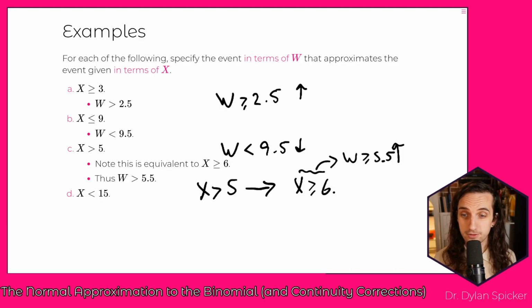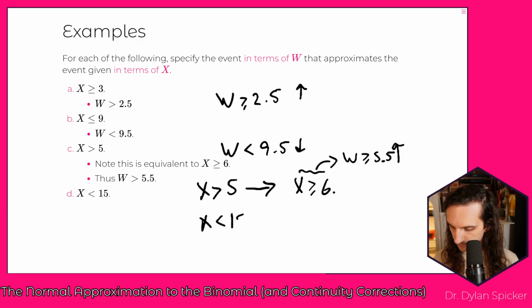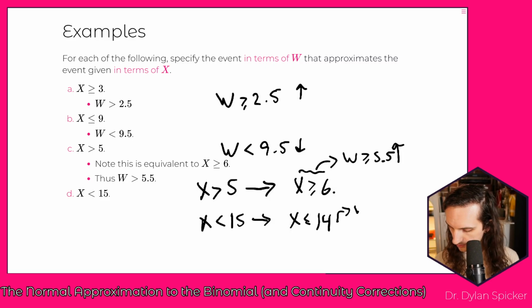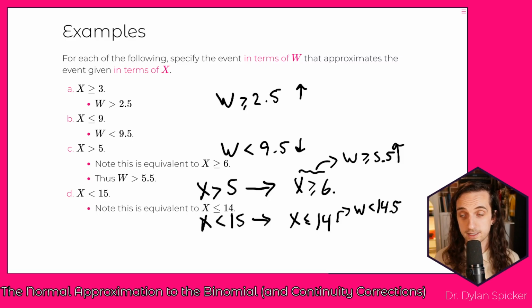Same thing with D. If you think about how D is different than B, we don't include the equal sign. And so x being less than 15 corresponds to the same thing as x being less than or equal to 14, because if it's smaller than 15, the largest it can be is 14. And so this is going to correspond to w being less than 14.5, right? And so in all of these cases, if you round off the values for w, it's going to give you the correct event for x.